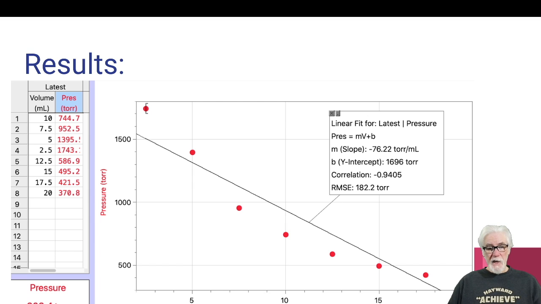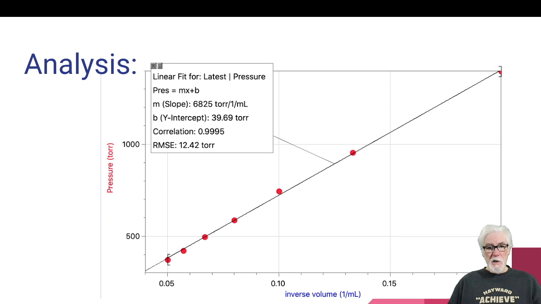So we'll take the horizontal axis, the volume in this case, and divide 1 by it. We'll take its reciprocal and then replot. When we do that, it turns out that it works. My correlation now has gone up to 0.9995. It's a very good reason to believe a line would be a good fit.